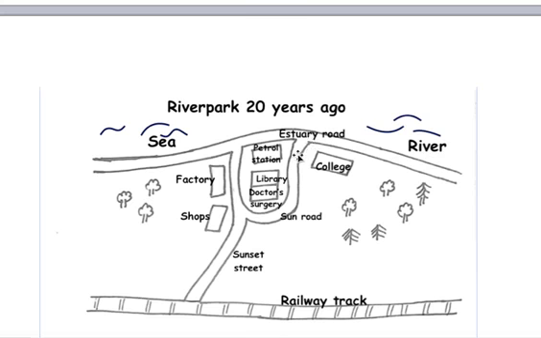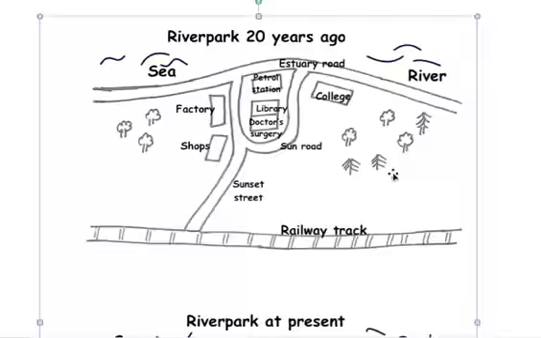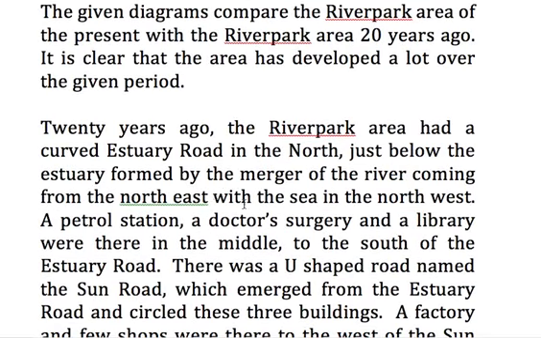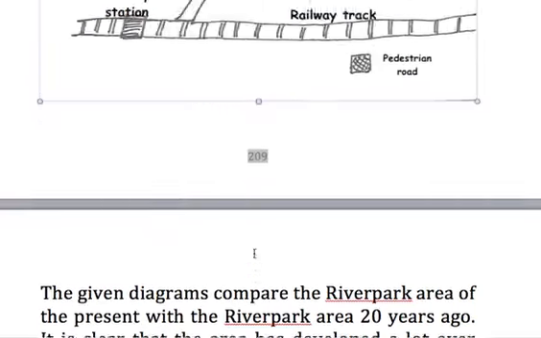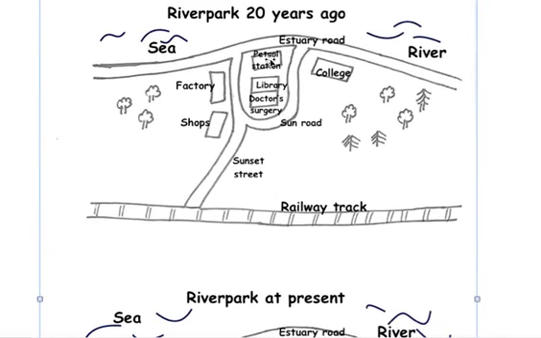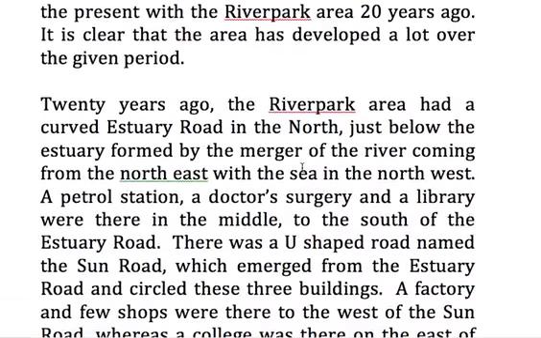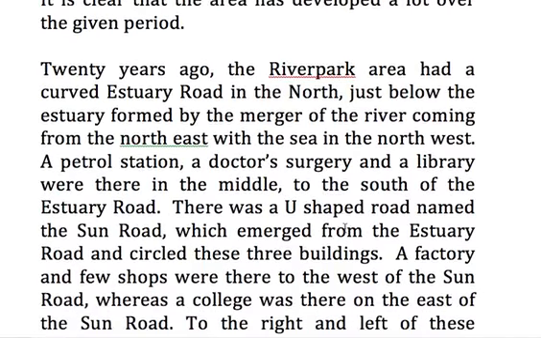And this is the U-shaped Sun Road. So this road is there, and then a petrol station, a doctor's surgery, and a library were there in the middle to the south of the estuary road. So here you can see a petrol station, a library, and a doctor's surgery towards the south of the estuary road in the middle. And these three buildings were circled by this U-shaped road emerging from the estuary road. There was a U-shaped road named the Sun Road which emerged from the estuary road and circled these three buildings.